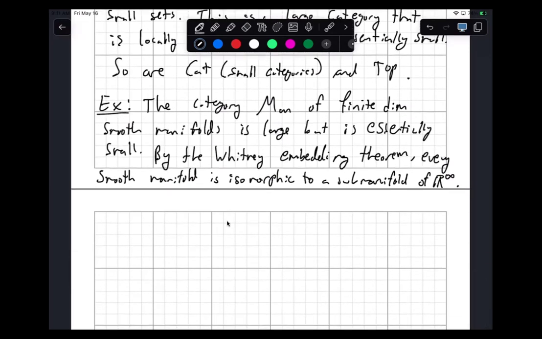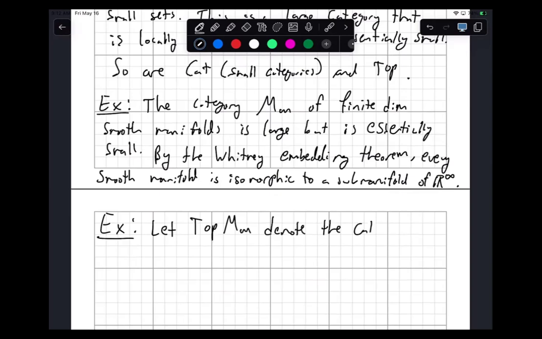Okay. So that's smooth manifolds. However, it's a little unsatisfying because the Whitney embedding theorem doesn't apply to other kinds of manifolds. So now let's prove it for topological manifolds. And now we have to be a little bit more clever. Well, maybe not more clever, but more careful.